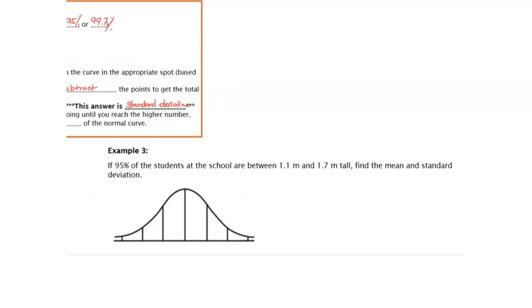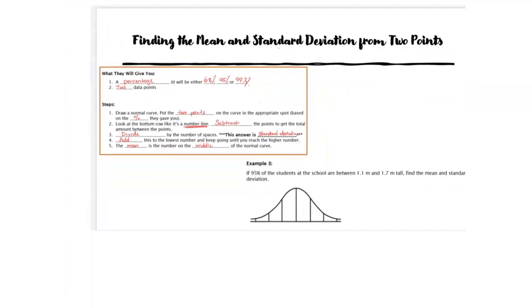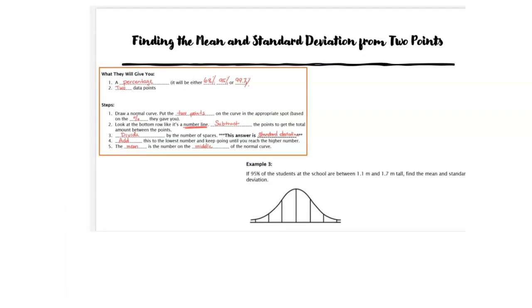If 95% of the students at the school are between 1.1 meters and 1.7 meters tall, find the mean and standard deviation. So if we go back up to the top, we're told that the two pieces of information that we would be given is a percentage. We have our percentage, that's our 95%, and also the two data points. Our two data points are between 1.1 meters and 1.7 meters tall. So those are those two pieces of information that were mentioned that they'd give us.